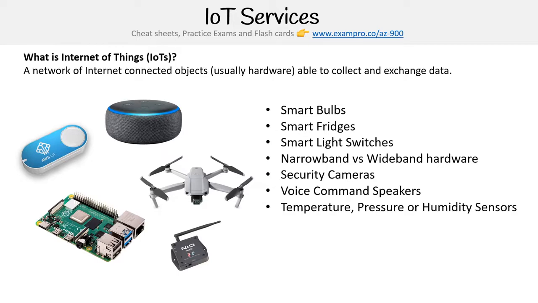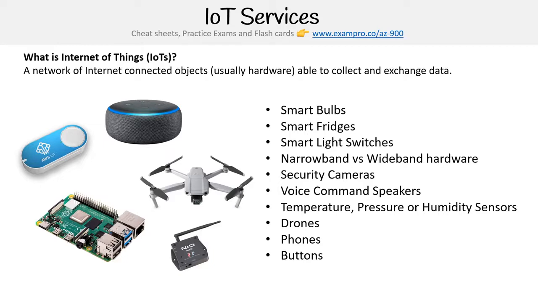Then you might have temperature, pressure, or humidity sensors. If you're in the farming industry, you can leverage IoT devices for that. Maybe you have drones. Maybe you have phones, that could be an IoT device, and even buttons. So AWS had these things called AWS dash buttons. They weren't popular, but the idea was you could press a button and purchase something.